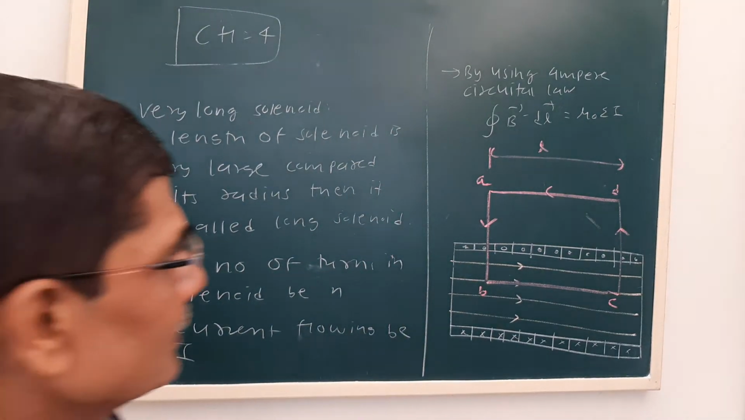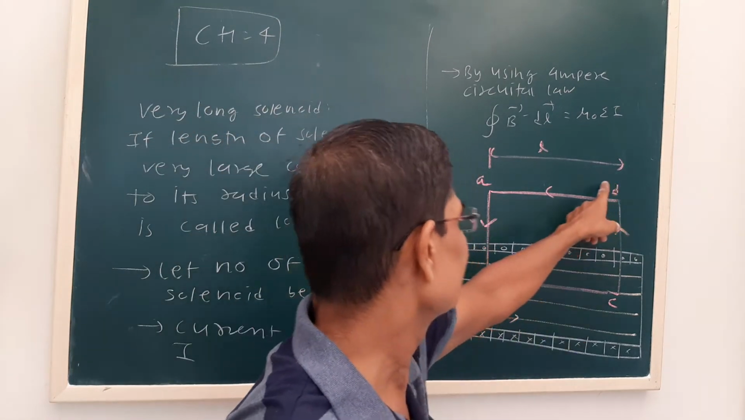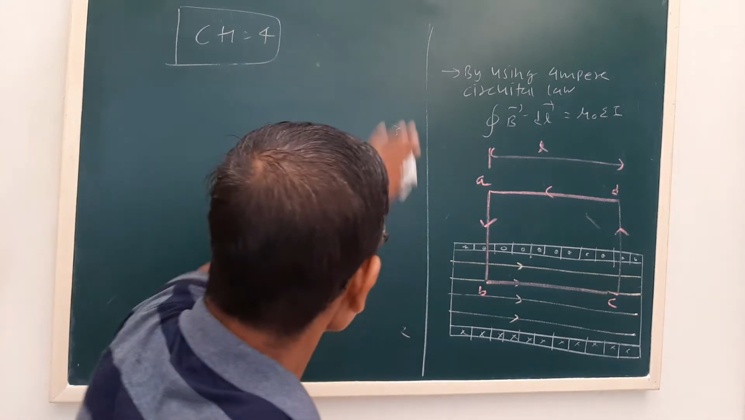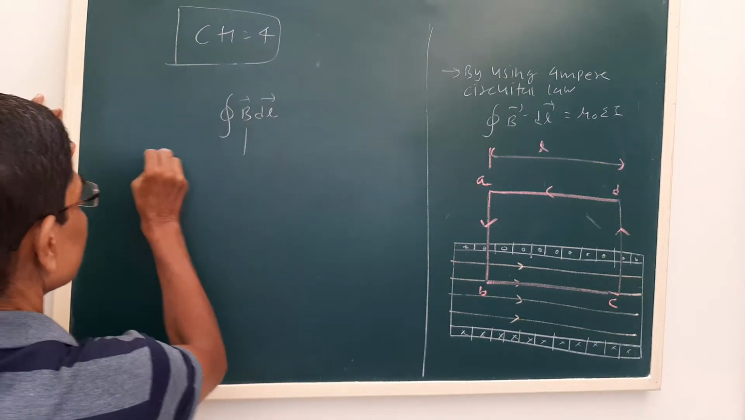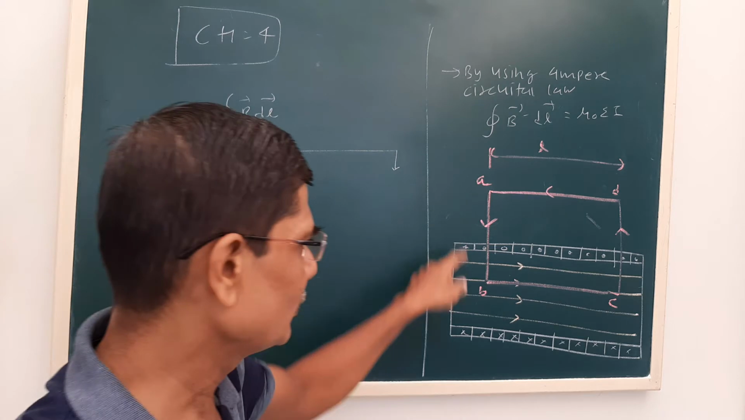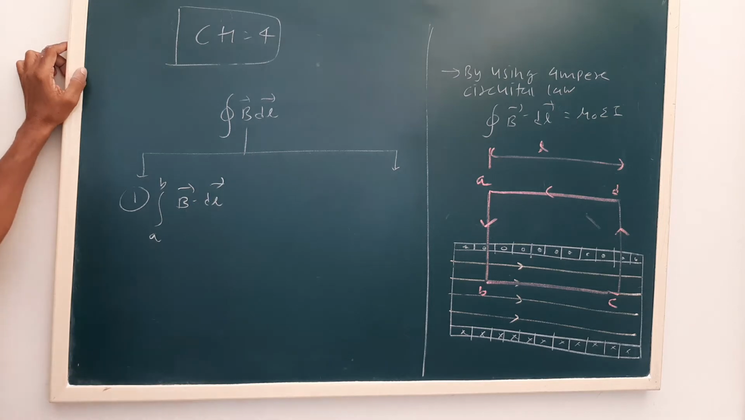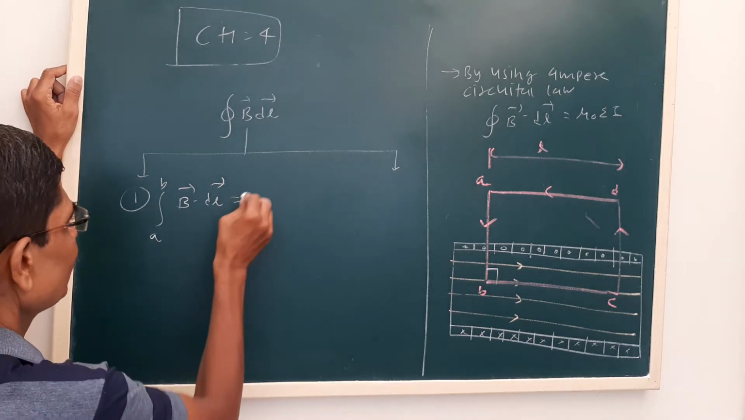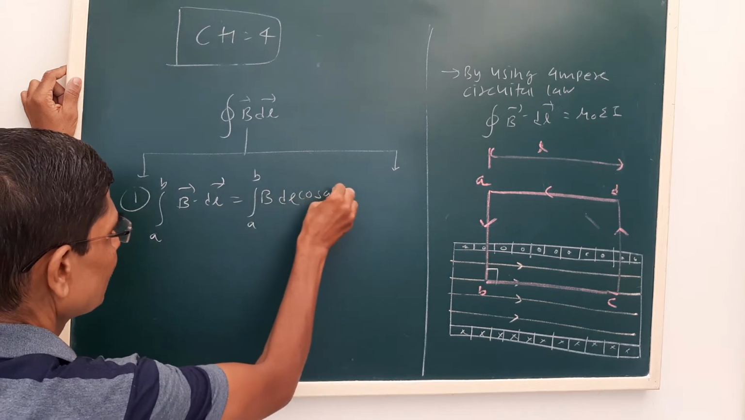Now see, this B integration dl is made up of 4 parts, that is for AB, BC, CD and DA. So one by one we find out for all 4 parts. First part, let us say due to AB. But what we can see is that this is perpendicular to the length. So here it will be B into dl cos 90, which will make it 0.